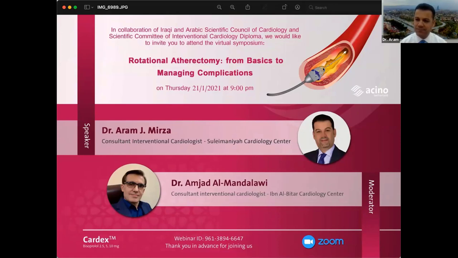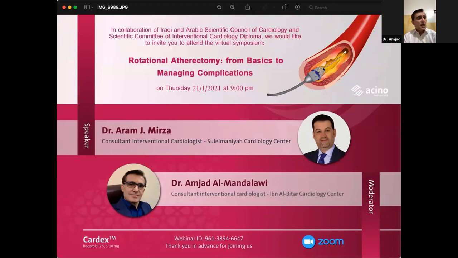In general, one should be cautious with rotablation in the left main stem. If you get no-reflow when you do left main stem rotablation, then the result might be catastrophic because you are involving the whole left ventricle. Regarding the ostium, I agree with you, whether in the right coronary artery or in the left main stem, you should have a good alignment to do the ablation.